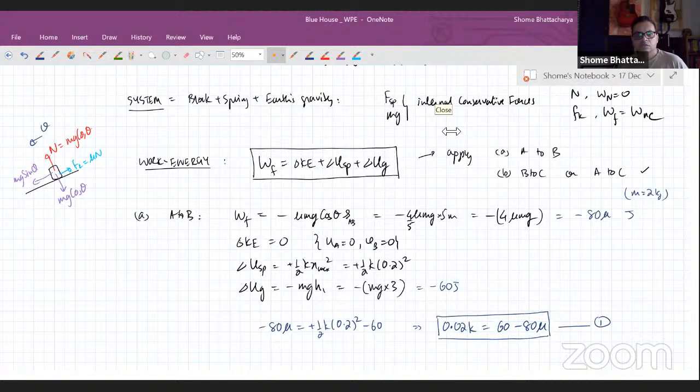Now let's, Aditya, you got the answer for what? No, this is half, na? Half k into 0.04, so that's why it's 0.02.